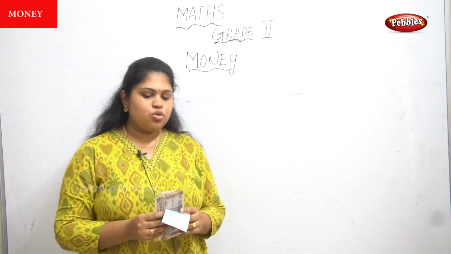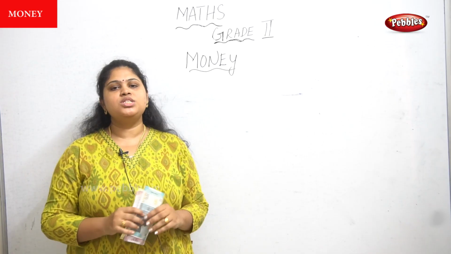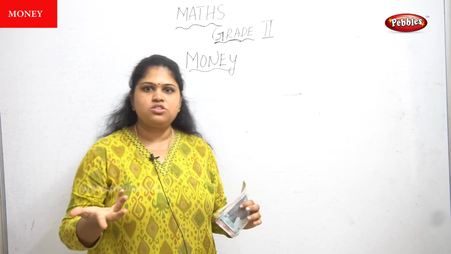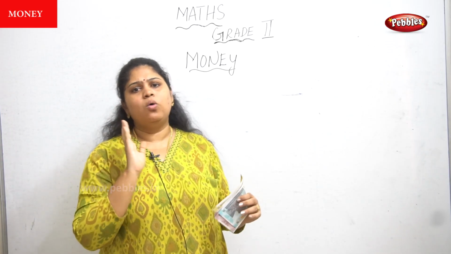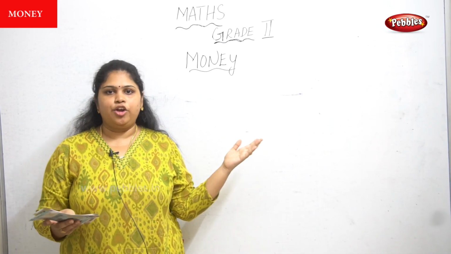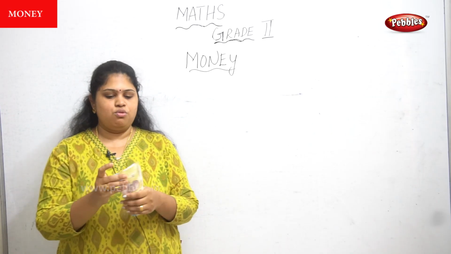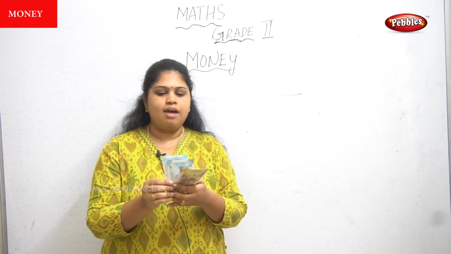Okay, so the next sum is a collection of notes. Collection of notes means we have seen only a 20 rupees note, a single 10 rupees note, and a single 50 rupees note, and we have seen that kind of thing. Now in my hand I am having some collection of notes.